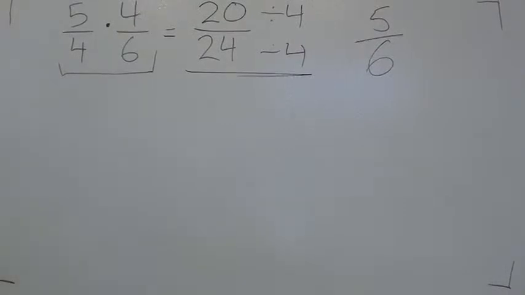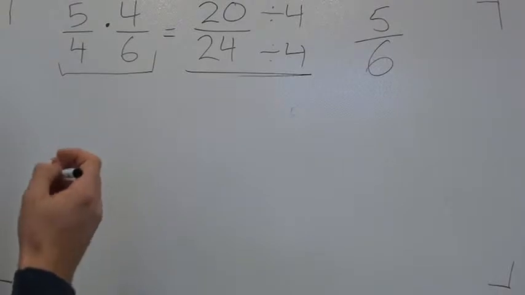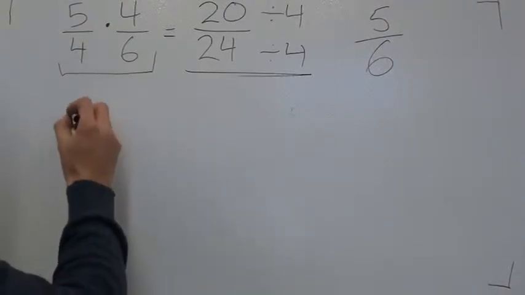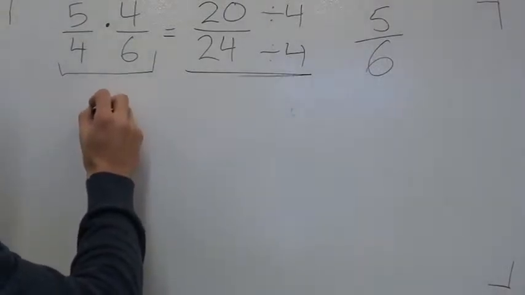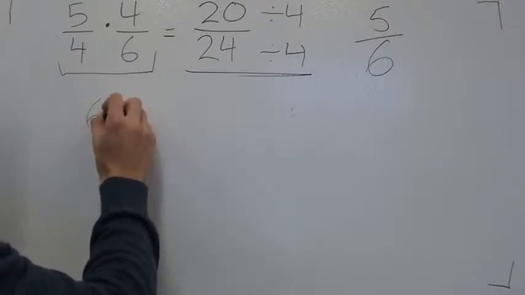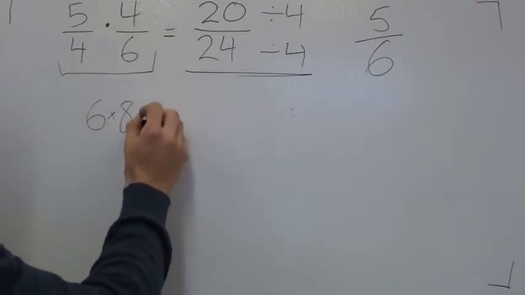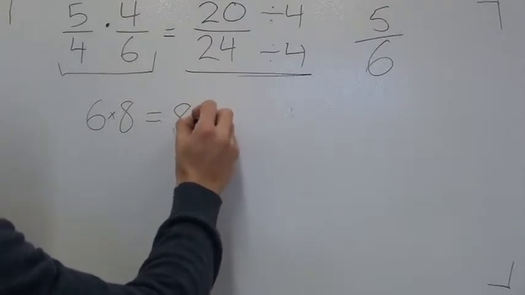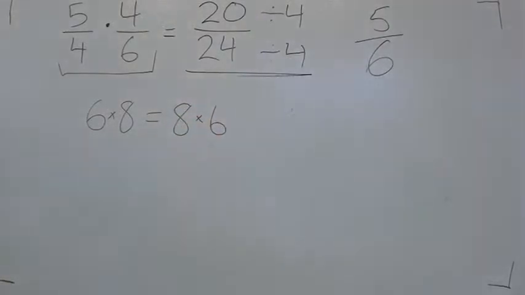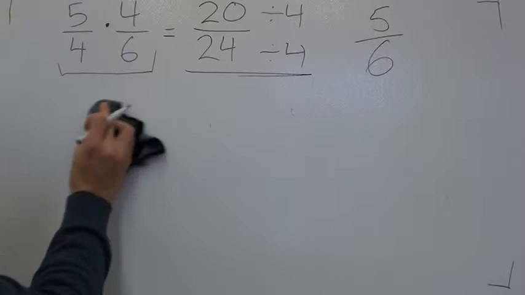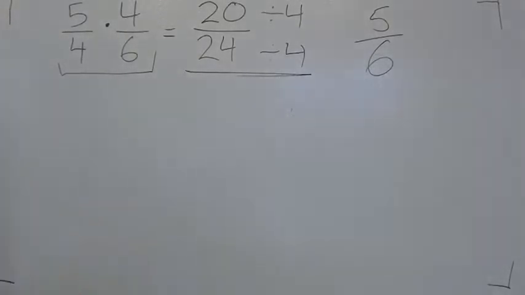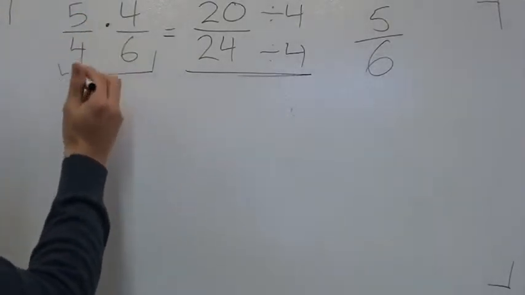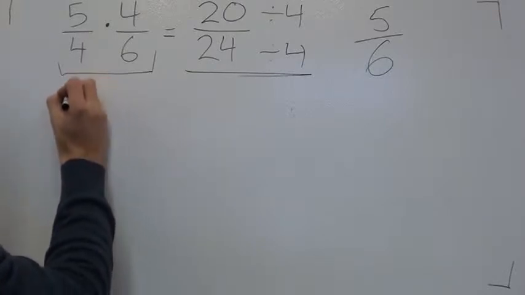So the first thing you need to remember is that for multiplication, I forgot what the name of the rule is, but you can change the order. Let's say 6 times 8 is the same thing as 8 times 6. That always works for all multiplication. You can always change the order at any time. So, let's take this original problem, same one that we had.